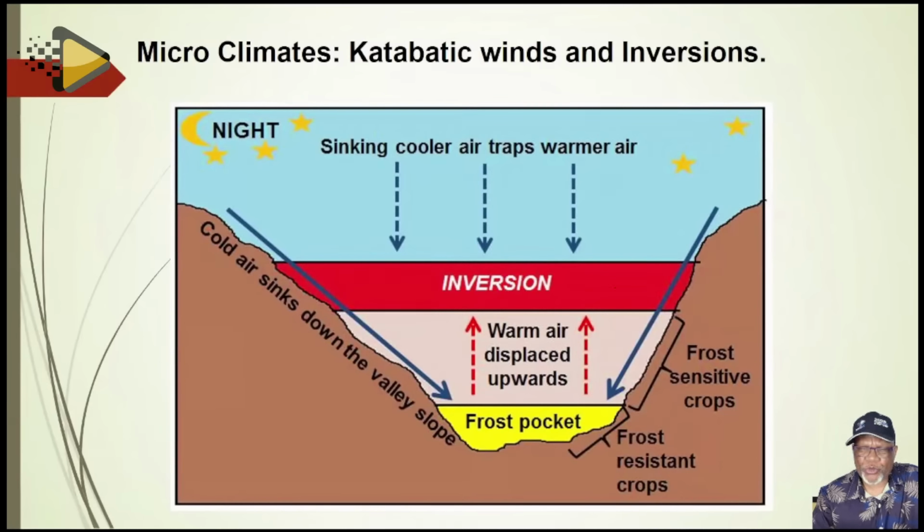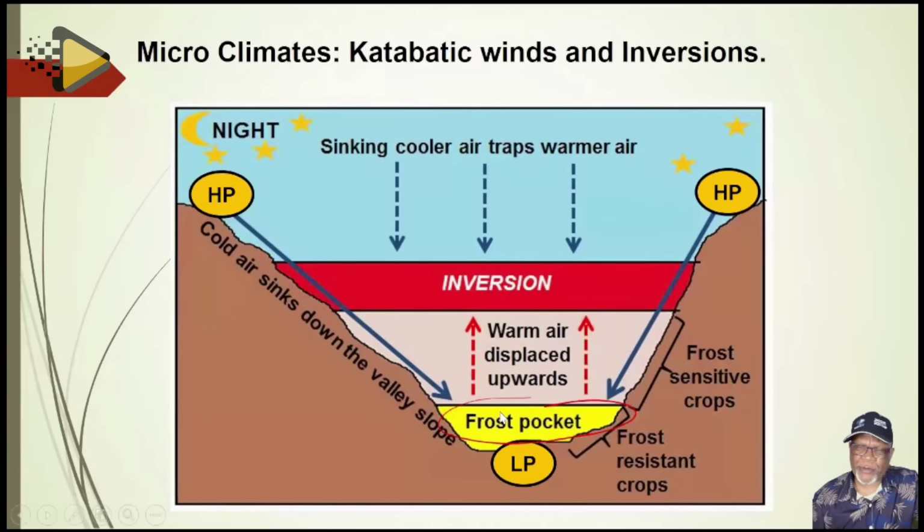Katabatic winds occur during the night, the cold air subsiding, and the cold air accumulating at the bottom of the valley. And then when the cold air accumulates at the bottom of the valley, what is going to happen? The temperatures at the bottom of the valley are going to drop below freezing point. And then we're going to get what we call a frost pocket. And then what is the implication? It means now you cannot grow the frost sensitive crops at the bottom of the valley because they will be killed.